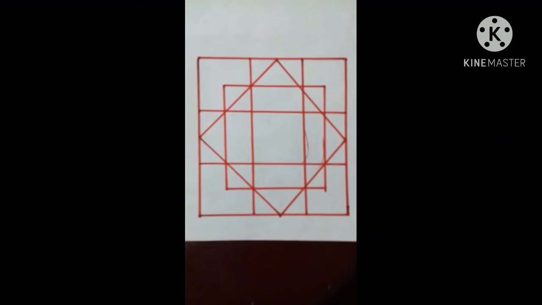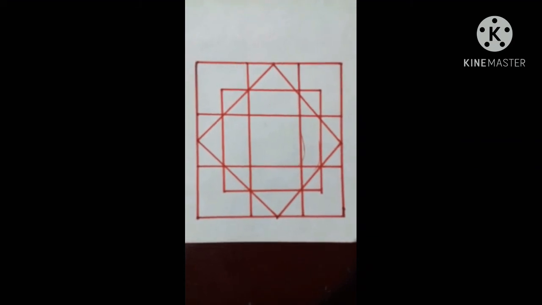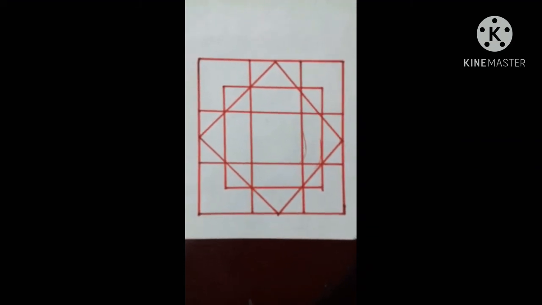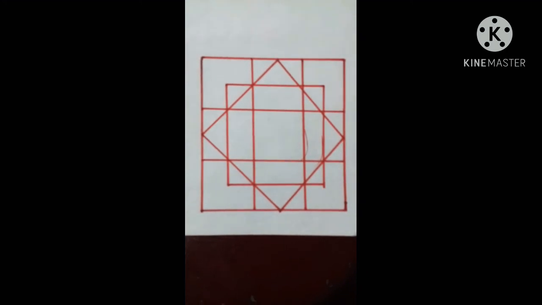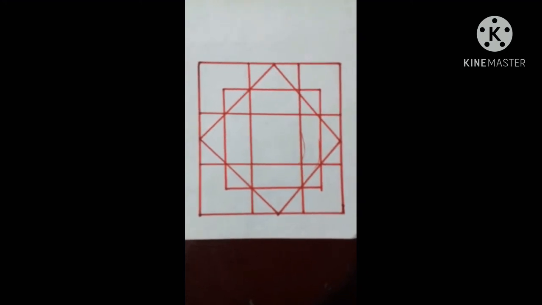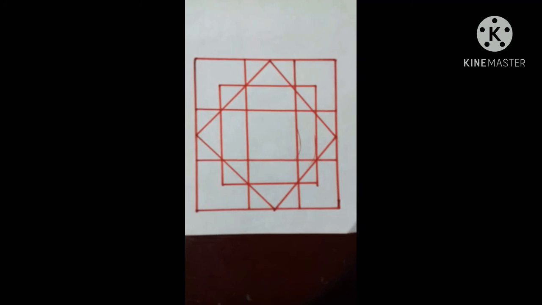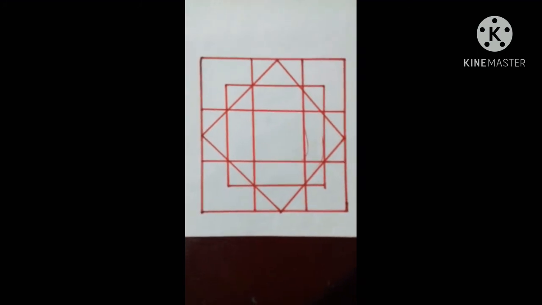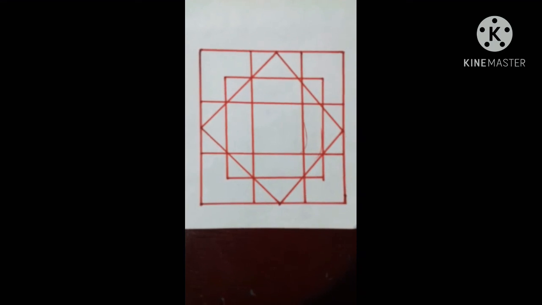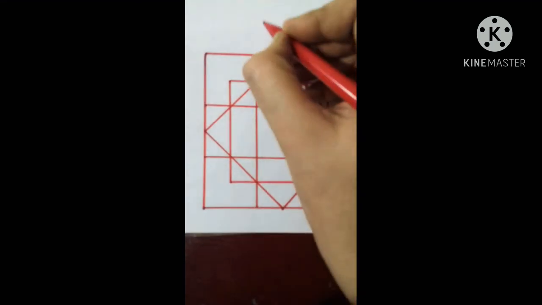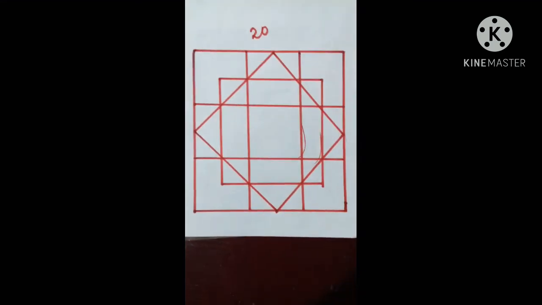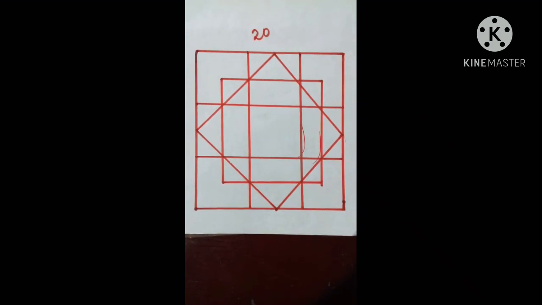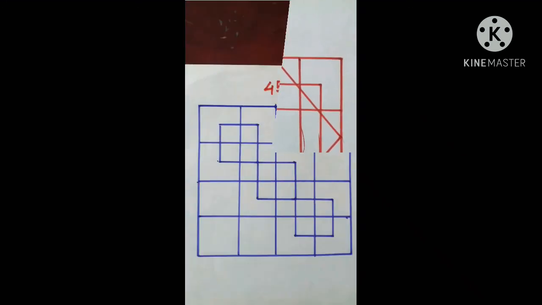Now students, this is the second picture. Did you get how many squares are there in this picture? I asked you before. If you didn't get the answer, then I am giving you the answer for this one also. You can check with your answer. The number of squares present in this picture is 20. So you can check with your answer.